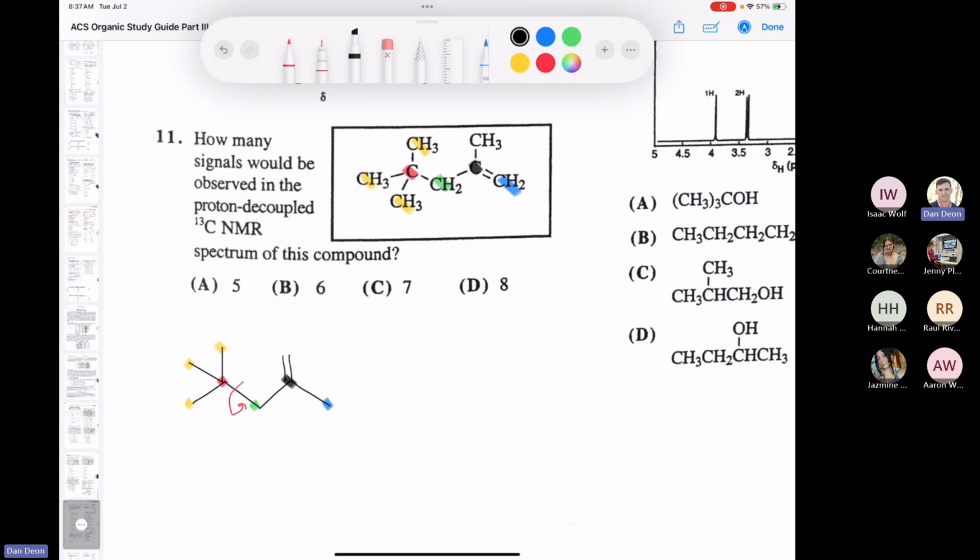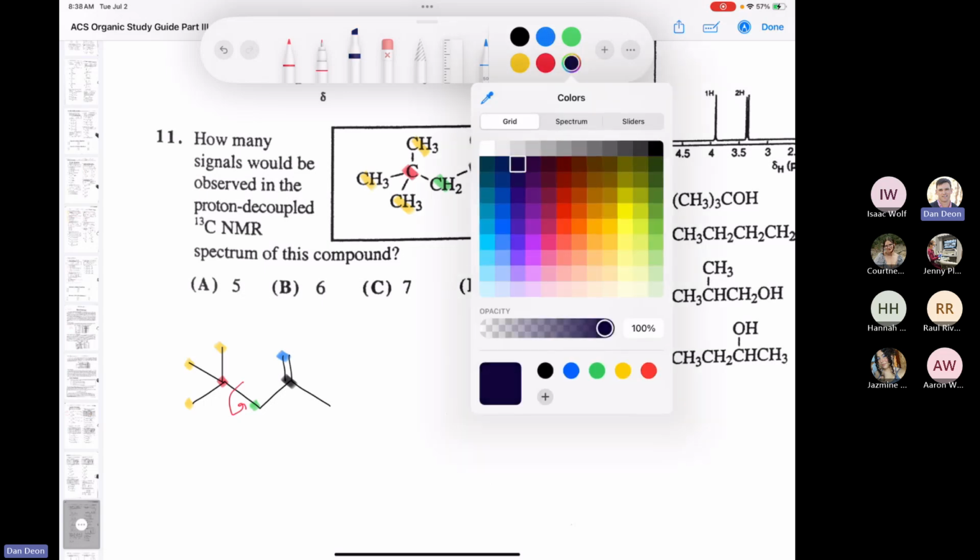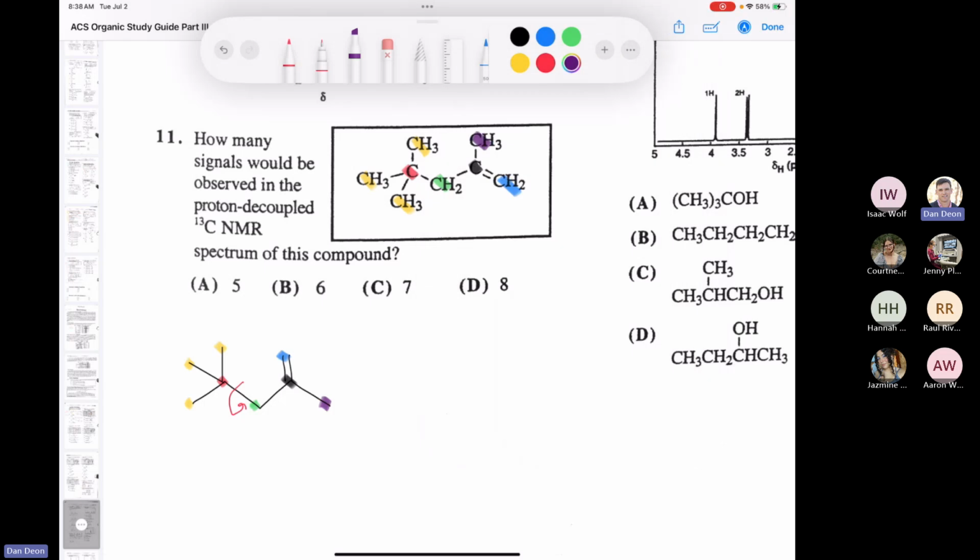Did I highlight the wrong one? Yeah, I did. Let me just fix this. Blue I should have put up here. And then I'd say the last methyl group is completely unique as well. There's nothing else like it. So I'll take a purple shade for that one. So how many colors do we have? We have a total of 1, 2, 3, 4, 5, 6. So we have a total of 6 signals in this compound.